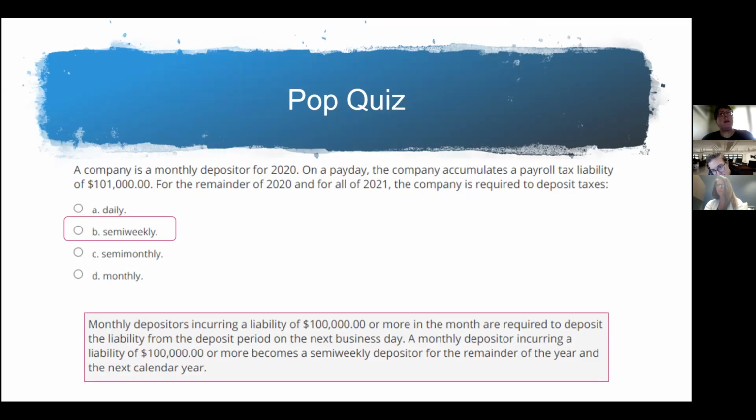So the look back period is the third and fourth quarter of one year and the first and second quarter of the next year. So for 2021, the look back period will be the third and fourth quarter of 2019 and the first and second quarter of 2020. If you made a $100,000 deposit in any one of those quarters, for 2021 you will be a semi-weekly depositor.